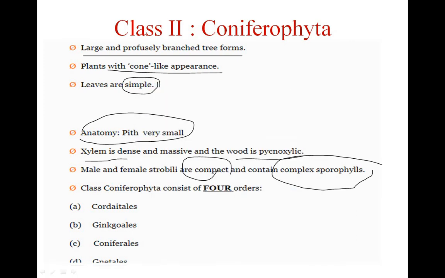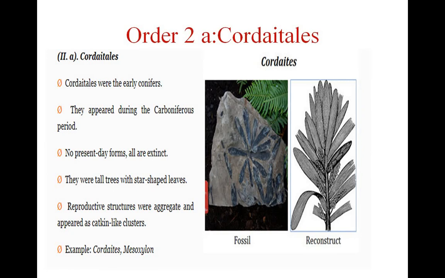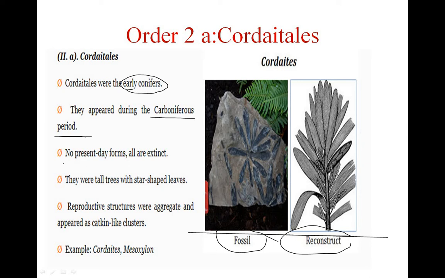This class Coniferophyta is further divided into four orders: Cordaitales, Ginkgoales, Coniferales and Gnetales. We are going into detail one by one. First is Cordaitales. These are early conifers. Here two fossils and their reconstruction diagram are given, and they appeared in the Carboniferous period, but all are extinct. No living form is there from the order Cordaitales.